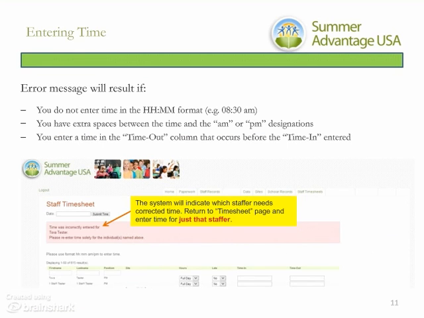If, however, you do not enter the time in the proper format, or you have extra spaces between the time and the AM or PM designations, or you have entered a time in the time out column that occurs before the time entered in the time in column, you will receive an error along with the list of the staffers whose times must be corrected. To correct the time, return to the timesheet page and enter time for just that staffer.